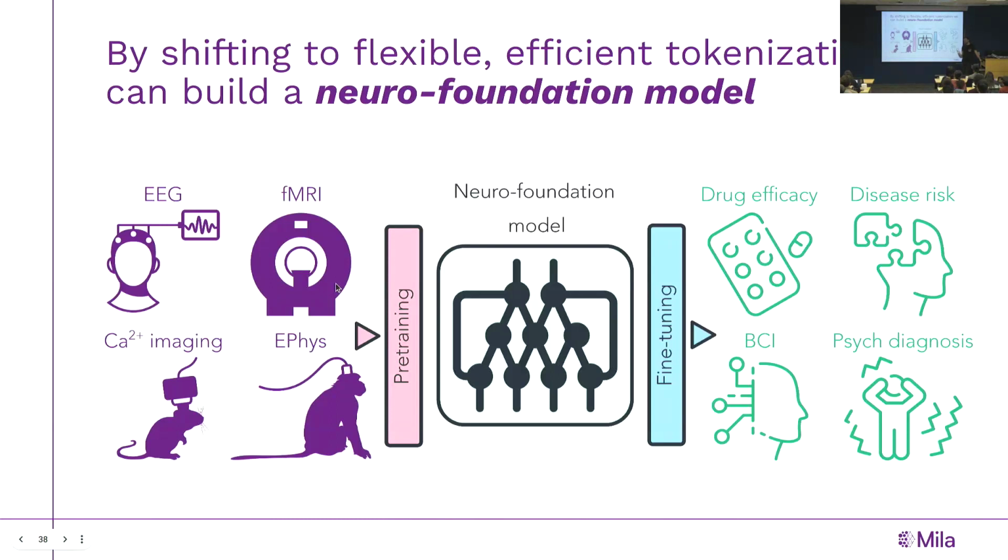So in AI research, a foundation model refers to a large neural network that's been pre-trained on huge amounts of diverse data and then fine-tuned for downstream tasks. And I think that's really what we want to do here. We want to feed in all of the different types of data into a single model, pre-train it in some way, possibly in a self-supervised manner, and then have it available for fine-tuning for these various different applications: drug efficacy prediction, disease risk prediction, brain-computer interface, whatever.